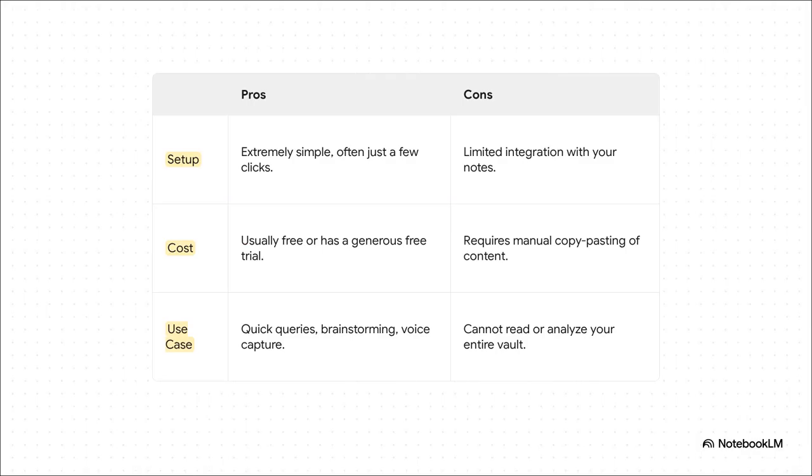Now, there is a trade-off here, right? The pros are obvious. Setup is a piece of cake, it's often free, and it's perfect for those quick brainstorms. But here's the catch. The AI can't actually read your other notes. It's working alongside your vault, but not truly inside it. So it can't help you find those hidden connections in your knowledge base. And that's a big limitation.